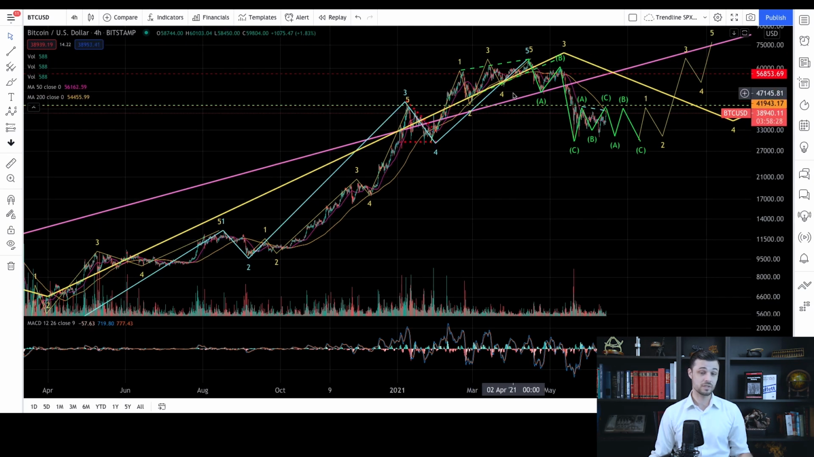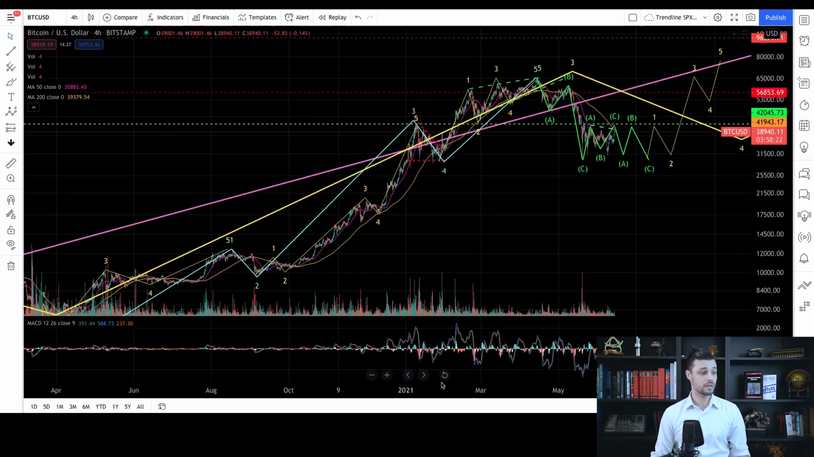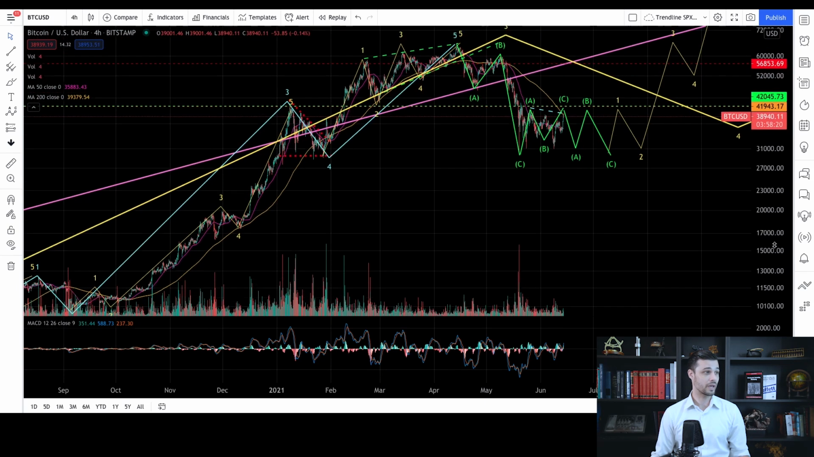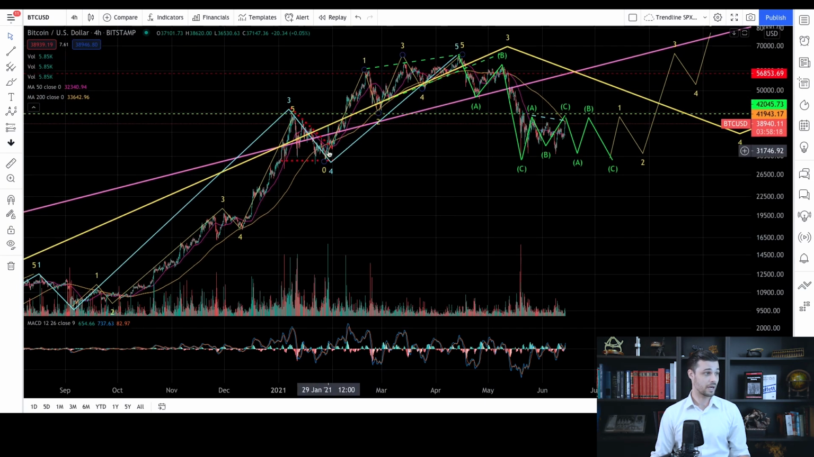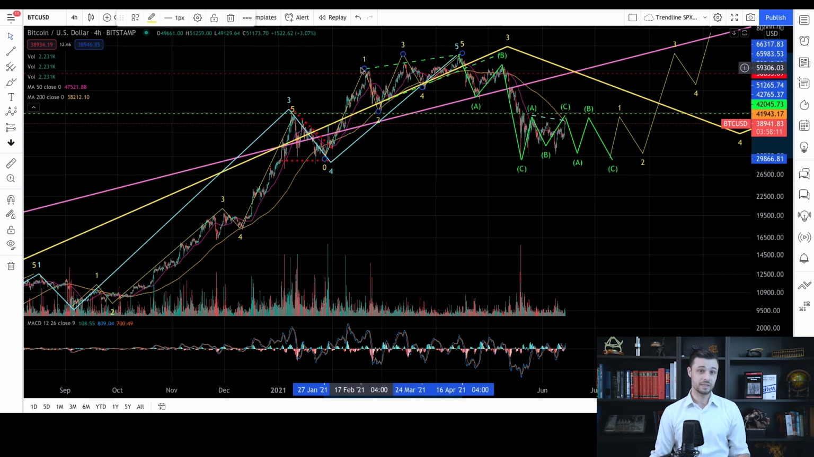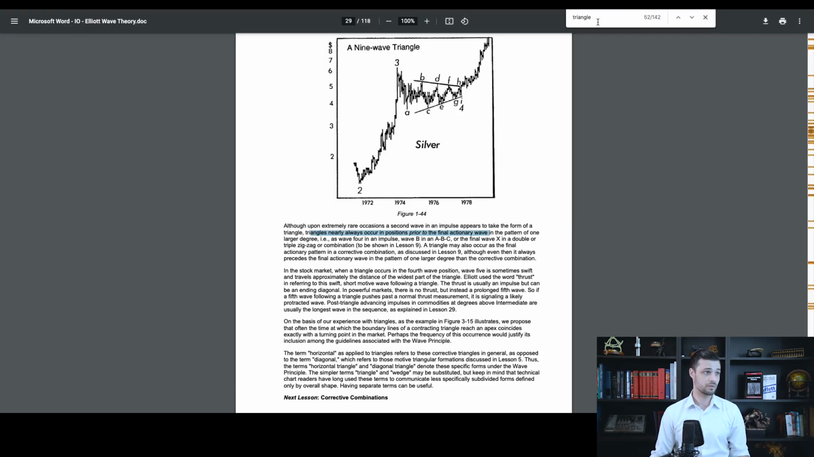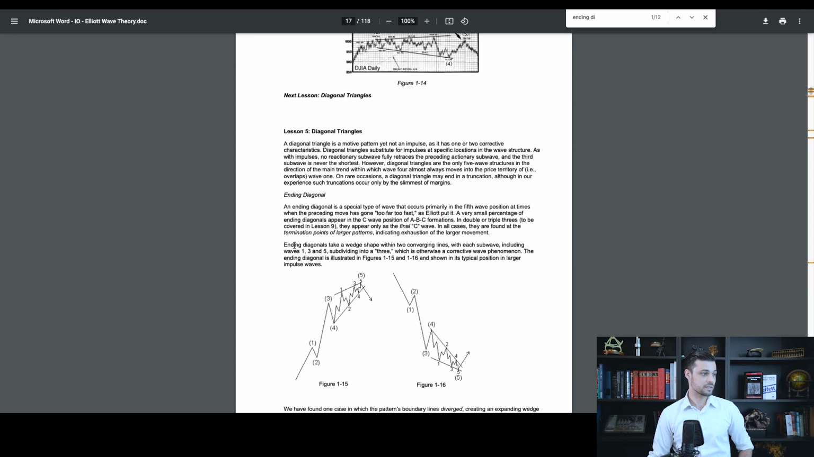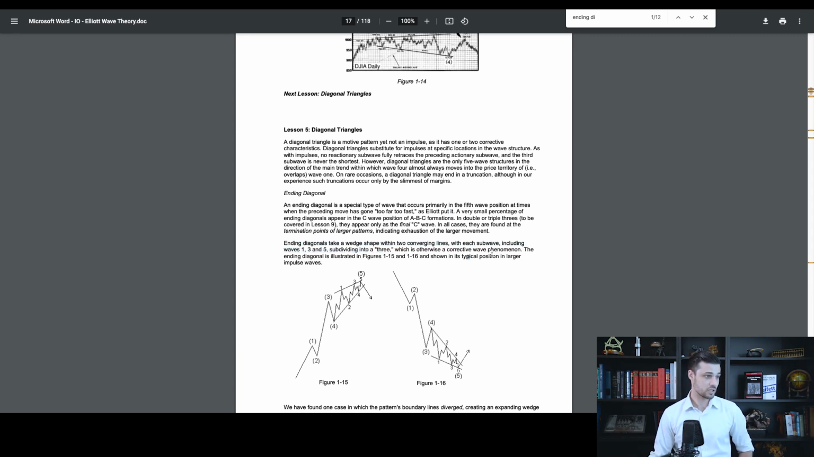So during the 5th wave, I was telling you guys, this is the 5th wave, be careful. We are starting to see some weakness. So here we had a lot of weakness. First, we had, so here, 1, 2, 3, 4, 5. You can see that the 4th wave in this pattern is entering wave 1 territory. This is an ending diagonal. Once again, you can find it here. Okay, ending diagonals take a wedge shape within 2 converging lines, with each subwave, including wave 1, 3, and 5, subdividing into a 3, which is otherwise a corrective pattern, a corrective wave phenomenon.